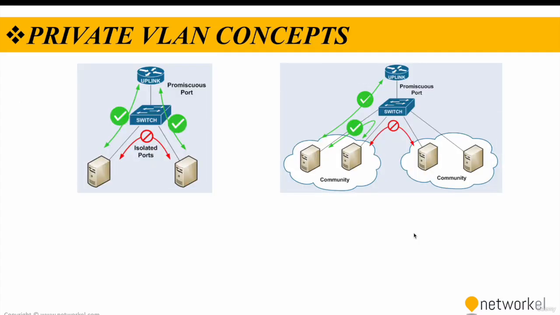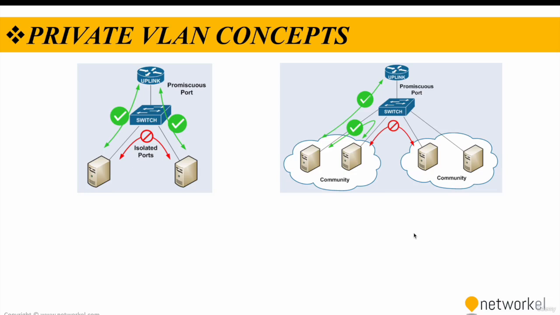There are some components that we need to know about private VLAN. First of all, the primary VLAN. Primary VLAN is the main VLAN that encompasses all the secondary VLANs, okay? And then we have the secondary VLANs. Our secondary VLANs may be isolated or community VLANs.